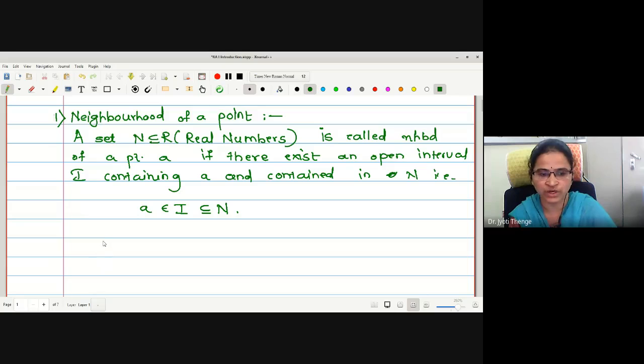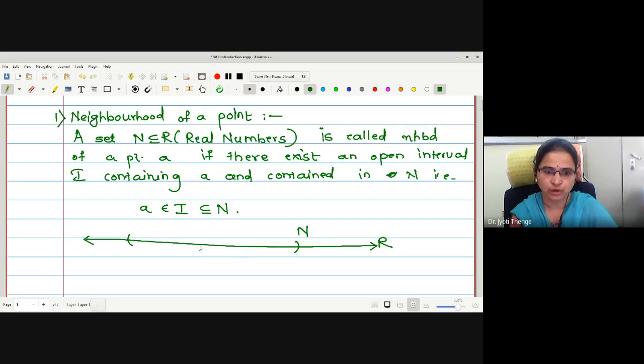Okay, therefore I will show you how it is going to work out. Suppose this is my real line, and let this be a set N. A set N is said to be a neighborhood of a point A if there exists an open interval, say I, around it containing A and contained in N. From the sketch, it is very clear that the point A is in I and I is in N. In that case, N is called a neighborhood.